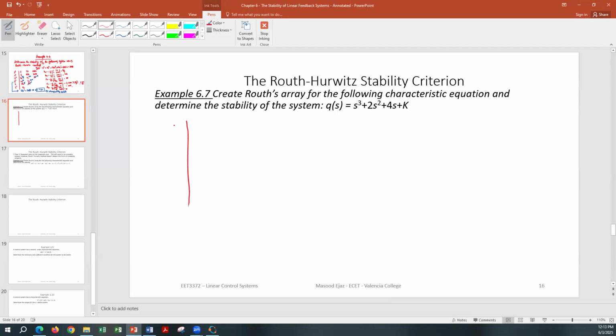So let's go ahead and create the array. s cube, s square, s to the power 0. 1 and 4, 2 and K. And then we have 3 minus 1, so B2, B0, that will be 0, and then C2. So B2 will be equal to -1 over 2, determinant of 1, 4, and 2, K.